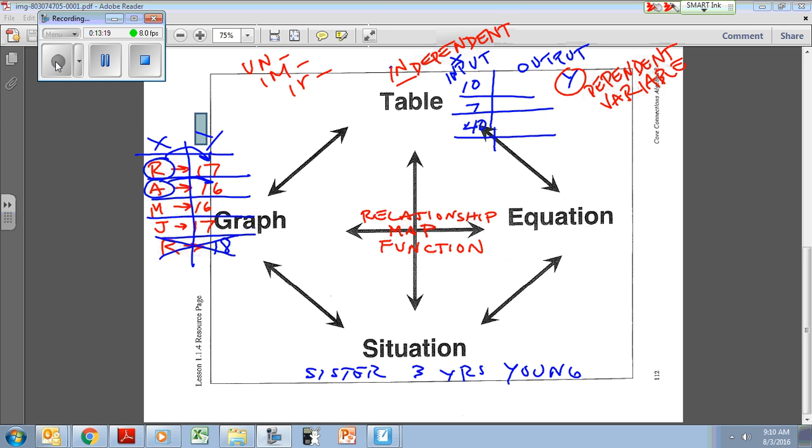So when someone missed class and they're listening to this, a function is all about input and output. You will never forget that. Brown with yellow polka dots. I am 45 now. Please write down how old my sister is. Because it's a function.